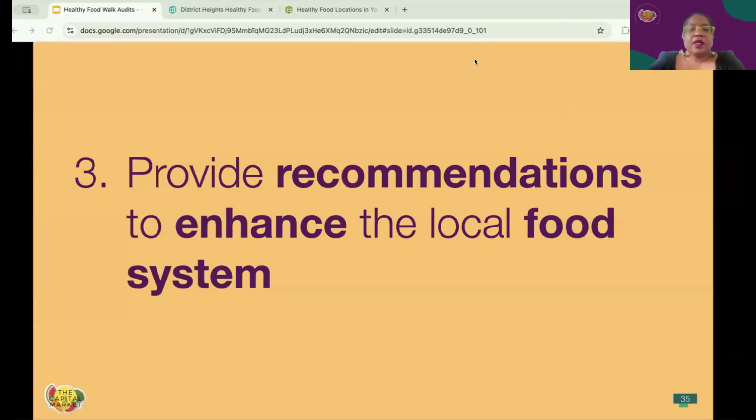All right. And so then the third component of this work was then to actually provide recommendations. And these, again, are community-led recommendations to enhance the local food system and to make revisions to the built environment, and also consider social programs that can be done to improve the overall food landscape in the community.